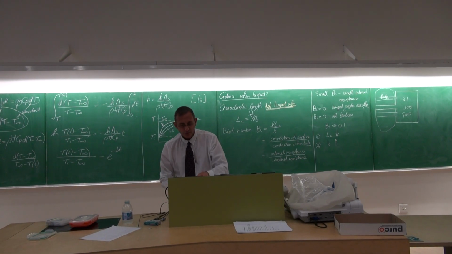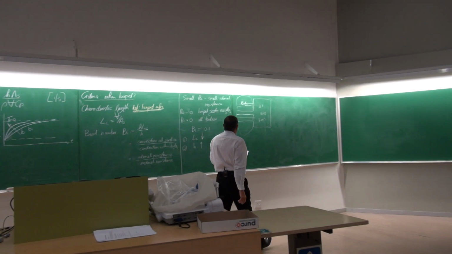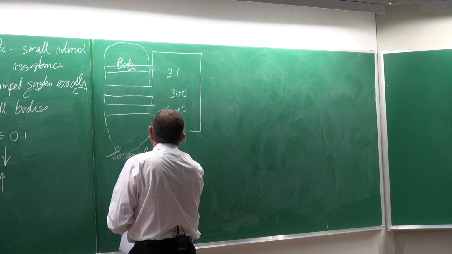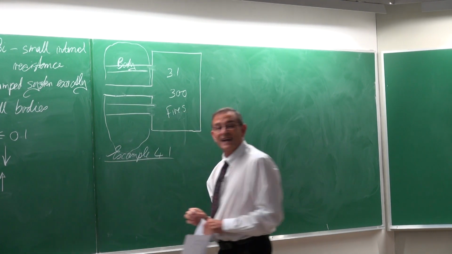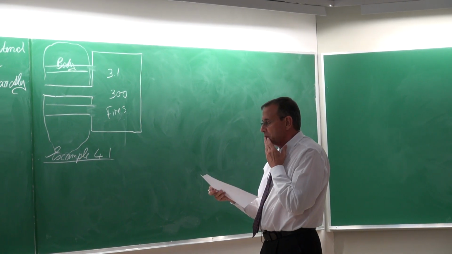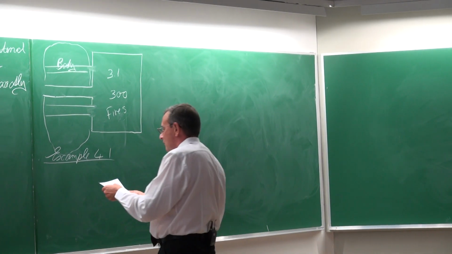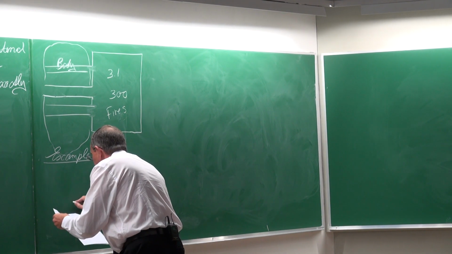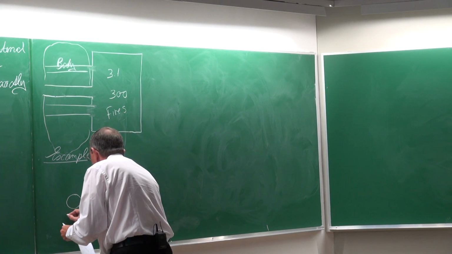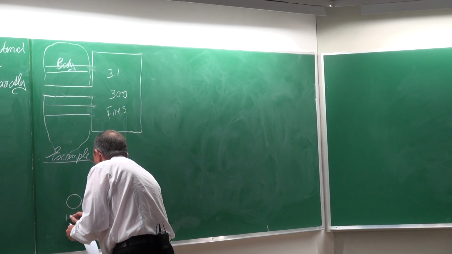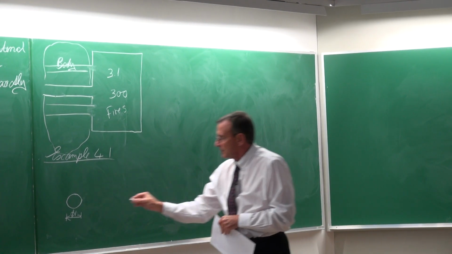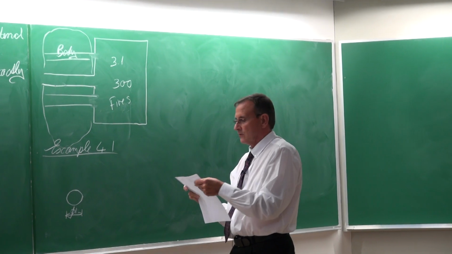Let's look at an example. The example is based on the one in your textbook. It's not exactly the same; I've changed it. The example is about a thermocouple junction. The thermocouple junction has a diameter of 1 millimeter.